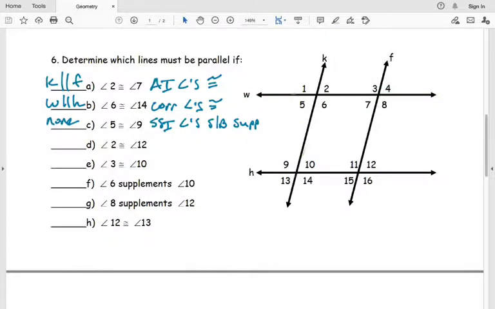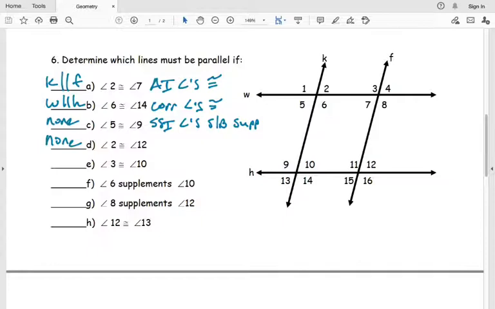Okay, next we've got angle 2 is congruent to angle 12. Well, if we're going to have the relationship like we should with either alternate interior or same side interior or corresponding or any of those, the angles have to be formed by the same set of lines and the same transversal. So both of those angles are formed by lines W and H, but angle 2 is formed by this transversal. Angle 12 is formed by this transversal. So they're not formed by the same transversal, so they're not any of those types of angles we've been talking about. So we would say none here.